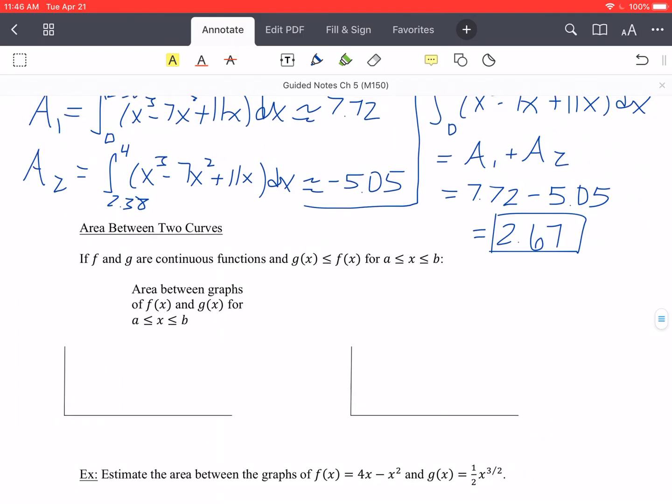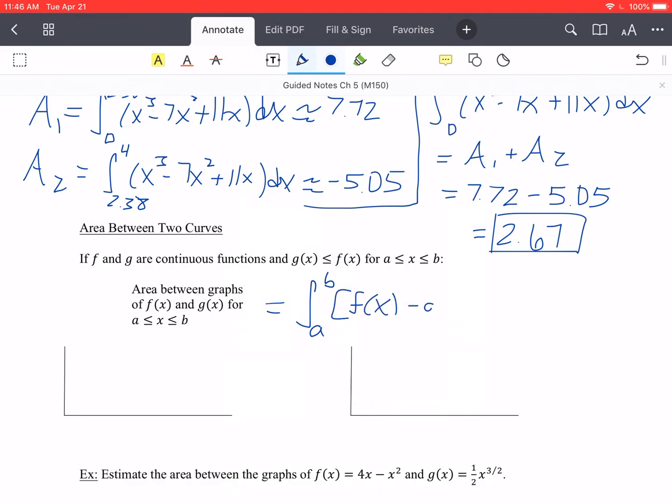is equal, I'm going to turn my pen on here, is equal to the integral from a to b of f of x minus g of x dx. Okay, so if we have that f is bigger than g on the interval, then the area between the two is just the integral of f minus g.